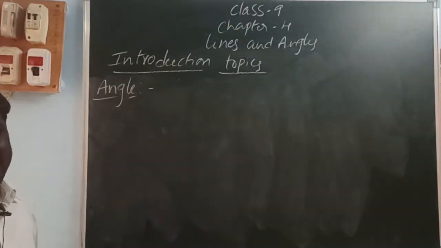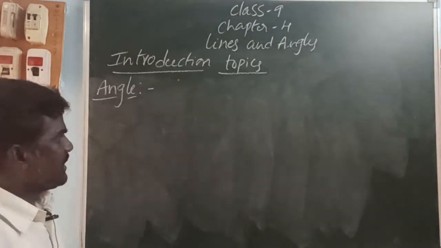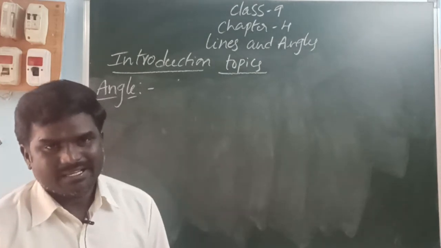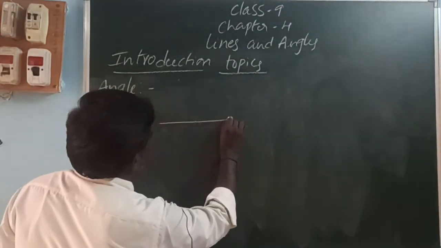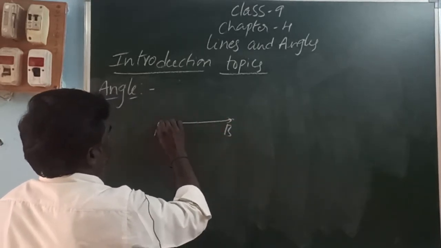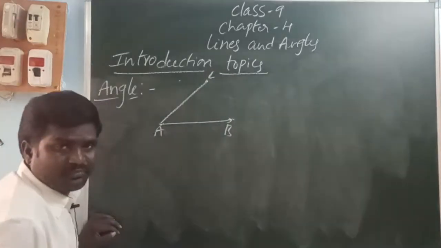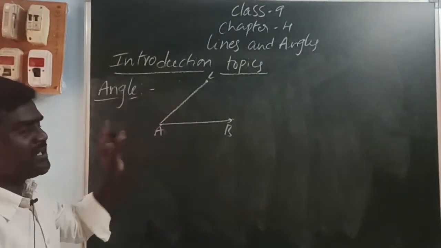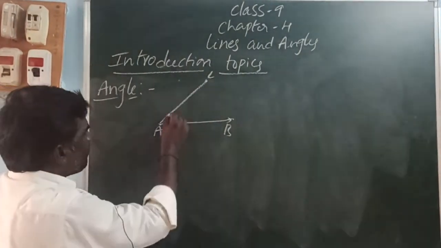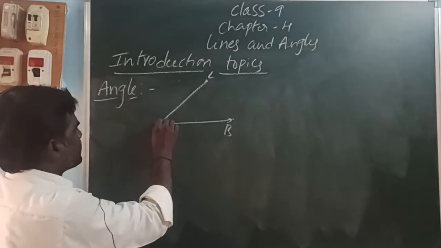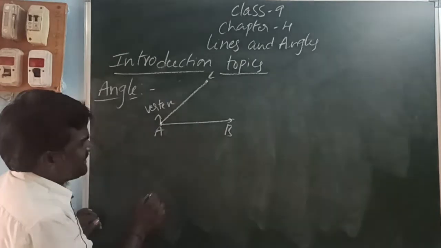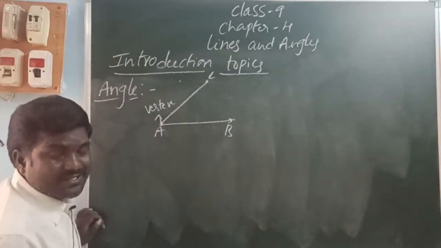Next, another topic is angle. Angle means any two line segments, or any two rays, or any two lines meeting at one point. This is one line segment, and this is another line segment. When these two line segments meet at one point, it is called an angle. The common point of the two line segments is called the vertex. Here AC and AB are line segments meeting at point A. That A is called the vertex.